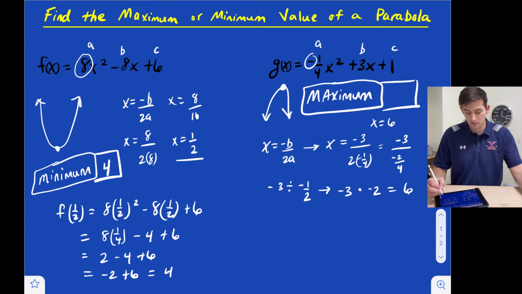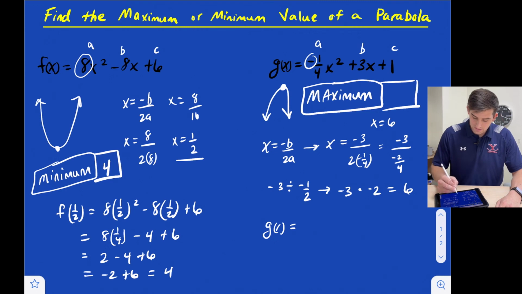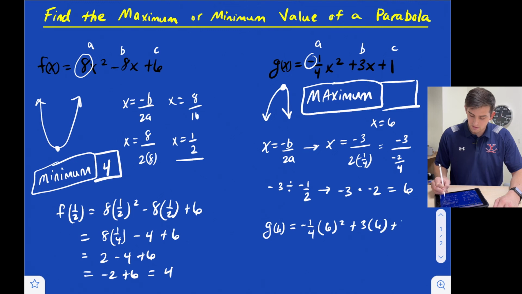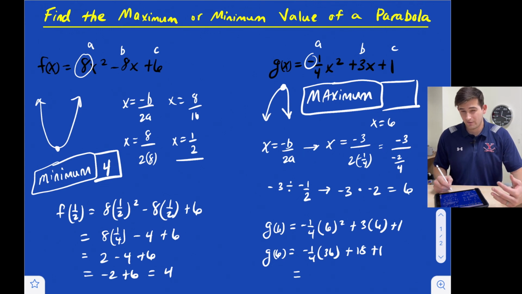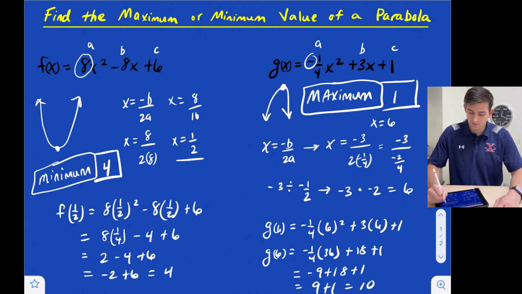And so now 6 is what we're going to plug in for x in our equation, because remember, the maximum or the minimum is the y value of the vertex. So we're going to plug in 6 for x. So we're going to find the g of 6. So we get negative 1/4 times 6 squared plus 3 times 6 plus 1. So we get negative 1/4 times 36 plus 18 plus 1. And negative 1/4 times 36 would be like 36 divided by negative 4. So we get negative 9 plus 18 plus 1. And this would be 9 plus 1, which is equal to 10. So our maximum is 10.